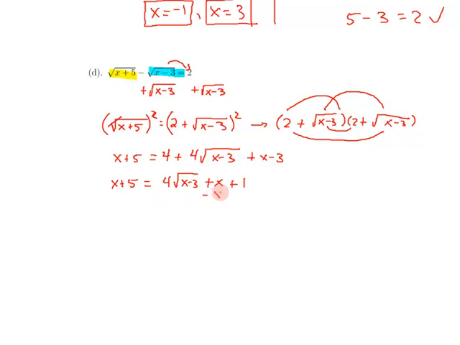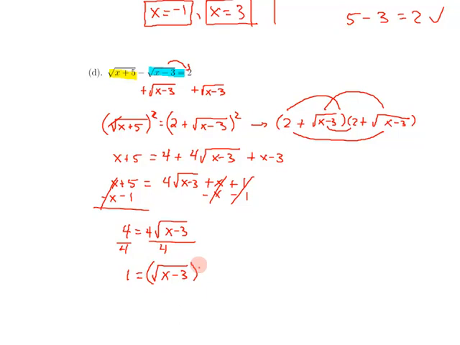So subtract x from both sides. I'm going to subtract 1 from both sides. The x's actually completely subtract out. Those are gone, so 5 minus 1 is 4, which is equal to 4 square roots of x minus 3. Divide both sides by 4, so the radical is completely by itself. I have square root of x minus 3 is equal to 1.